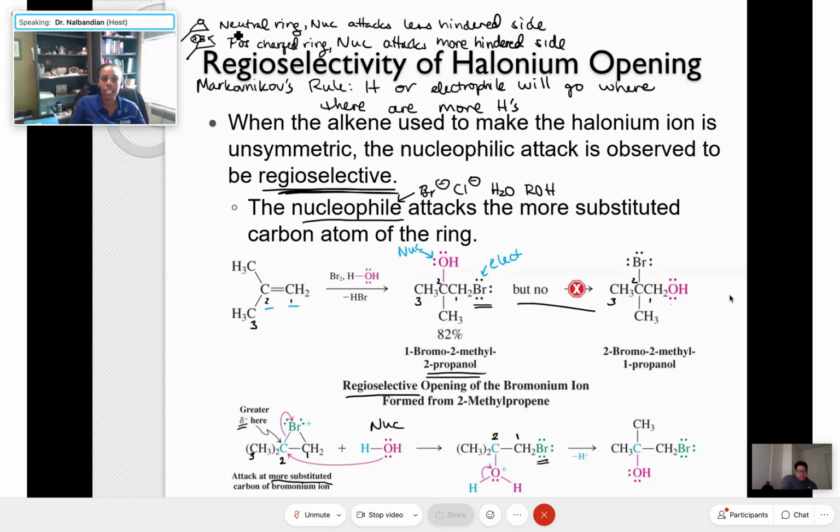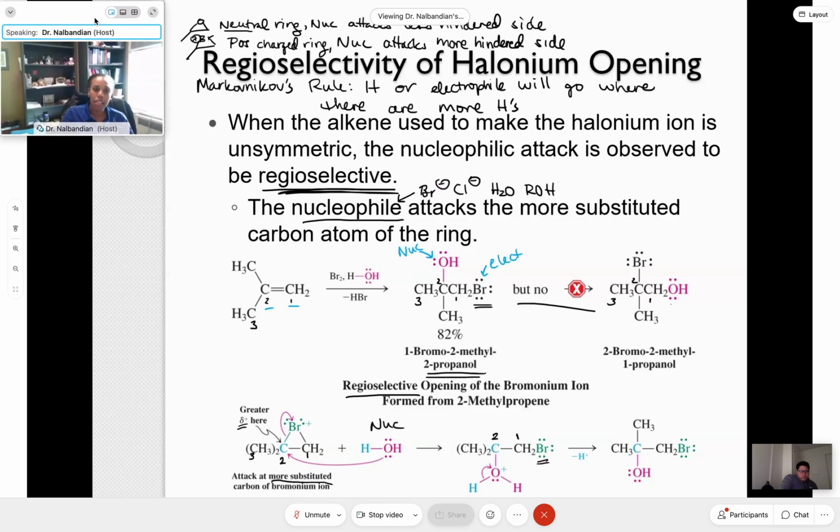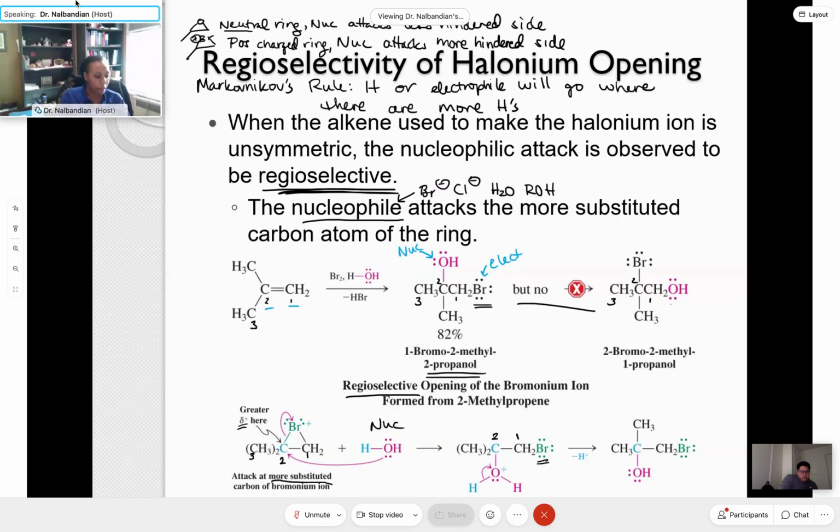So look at the ring. Is it neutral? Oxycyclopropane that's neutral, then the nucleophile will attack the less hindered side. We learned about that last semester. But if we have a positively charged ring, then the more hindered side gets attacked. So pay attention there to what kind of ring you have. Questions?